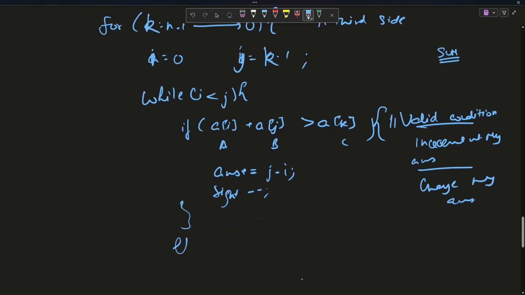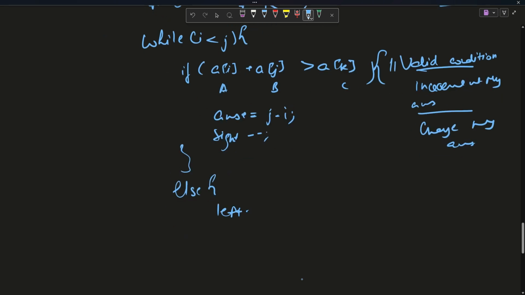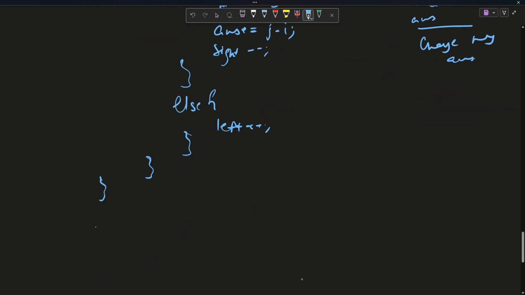Okay, this is the if block. Else block, that means this sum was not greater. Now if this sum is not greater, I have to increase it to get a better answer, right? That means left plus plus. This is a particular two pointer technique, right? At last return answer.